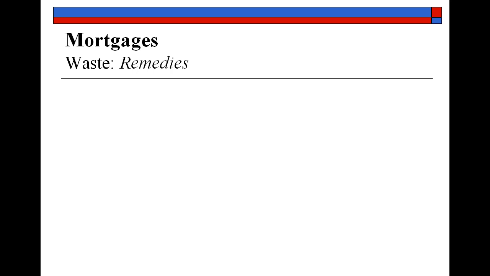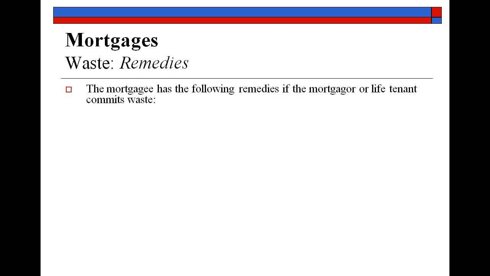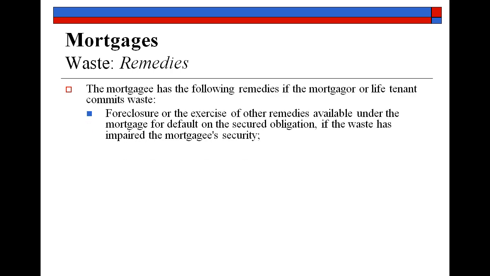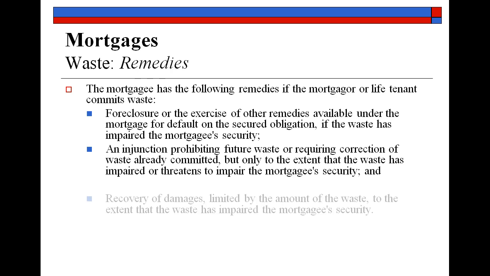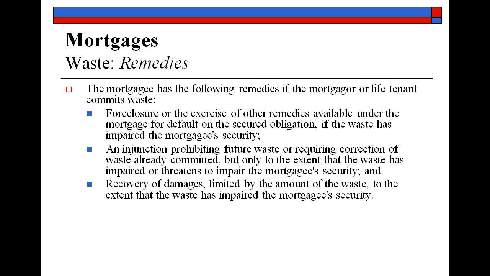to a mortgage, a variety of remedies are available. First, the mortgagee can foreclose on the property. Second, the mortgagee can obtain an injunction that prohibits future waste or requires the tenant to make the appropriate repairs. Third, the mortgagee can recover damages which may be limited by the amount of the waste. And that, of course, is to the extent that the waste has impaired the mortgagee's security interest.